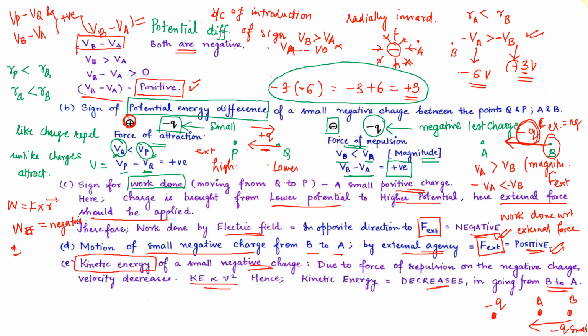When this is going here, force of repulsion is increasing. As force of repulsion increases, our velocity, the motion, is decreasing. We are applying the same external force. The same external force is applied throughout the journey of understanding the effect on kinetic energy. So when the same force is applied, force of repulsion is increasing, velocity is decreasing.